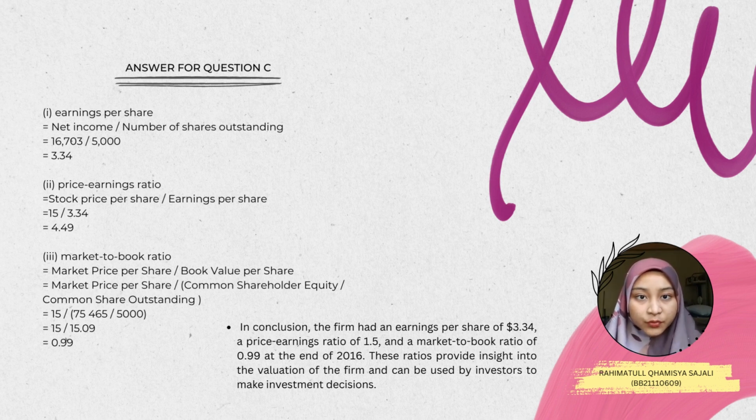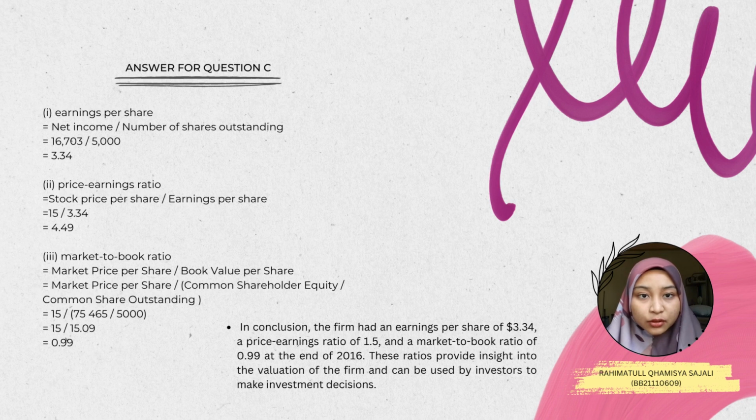For question C, what were the firm's earnings per share? The formula that we use is net income divided with number of shares outstanding equal to 16,703,000 divided with 5,000 equal to 3.34. For the price earning ratio, the formula is stock price per share divided with earnings per share equal to 15 divided with 3.34 equal to 4.49.